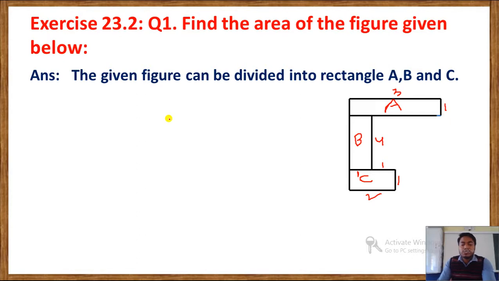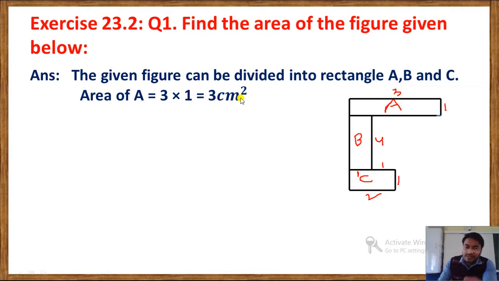Now individually we have to find out the area. Okay, that means first we have to find out the area of A. So area of A equal to 3 into 1. 3 is length here and 1 is breadth here. Okay, 3 into 1. When we multiply we will get 3 centimeter square.